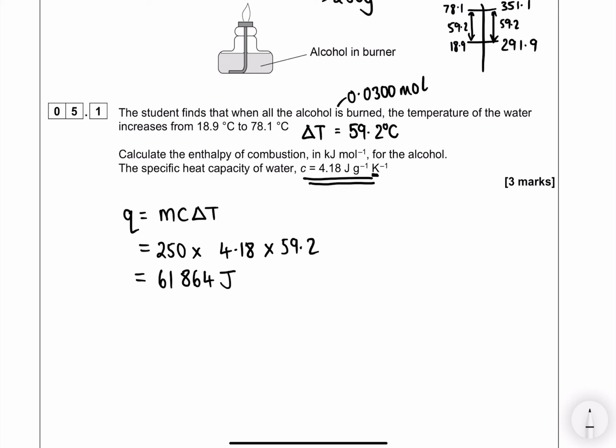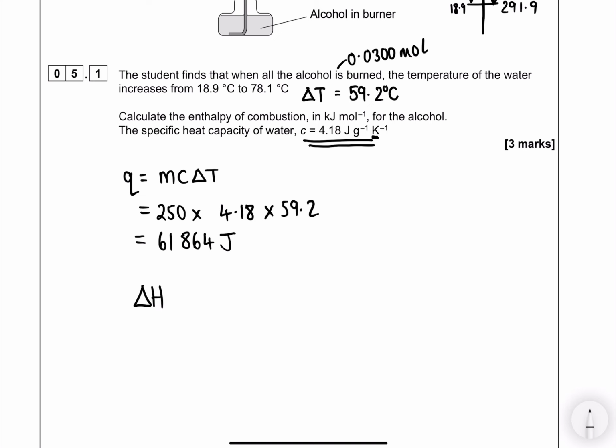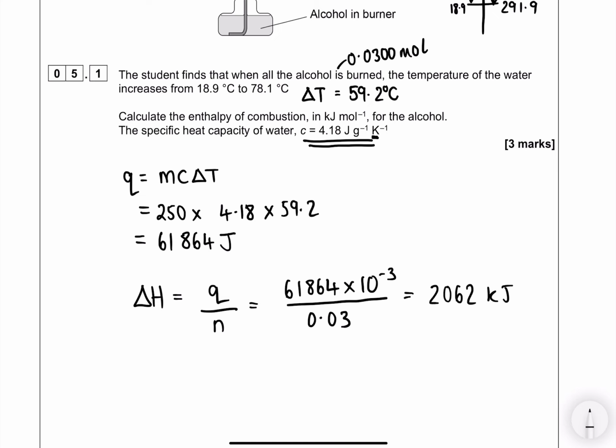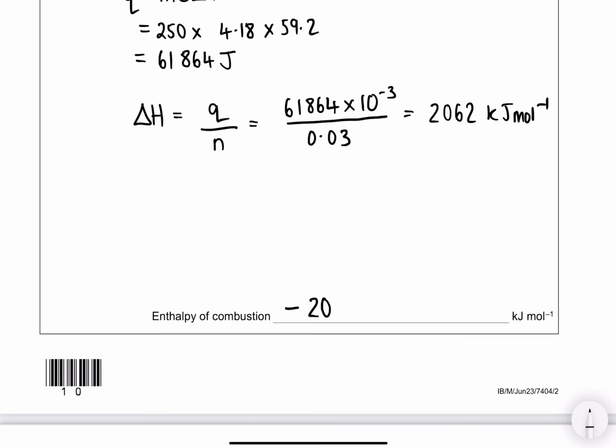61,864 joules. But we've been asked to calculate enthalpy change, which is in kilojoules per mole. So we're going to take our 61,864 joules and turn it into kilojoules and divide by the number of moles that we burnt. And we're going to get 2,062 kilojoules per mole. Now, because the temperature rose, our enthalpy of combustion is negative, minus 2,062 kilojoules per mole of fuel.